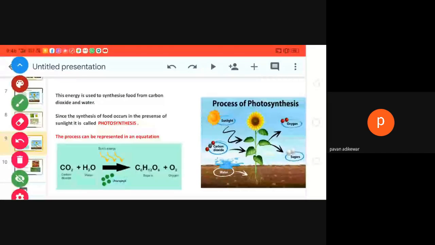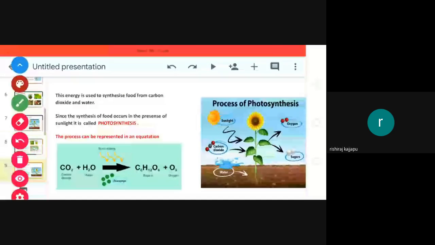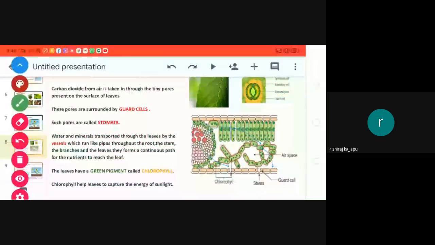Sir, it will take carbon dioxide, water, and sunlight, and it will prepare food, and it will release oxygen. Yes, that much only. Just a minute, students. So you understand what stomata is, right? What are stomata, guard cells, chlorophyll, vessels, right?